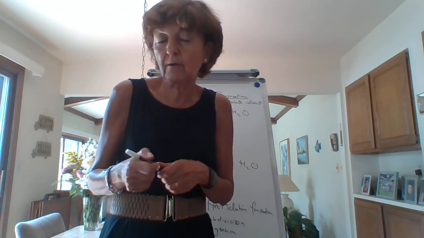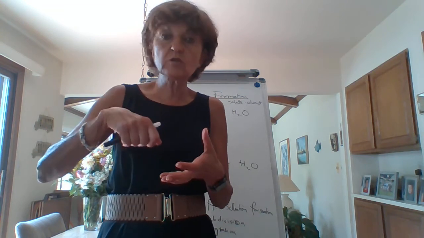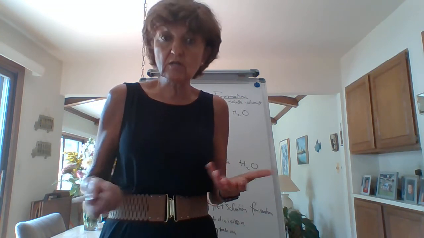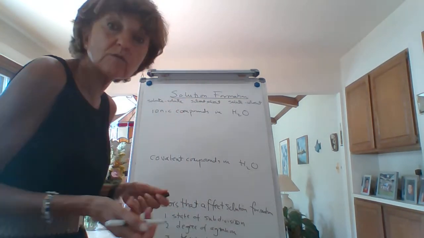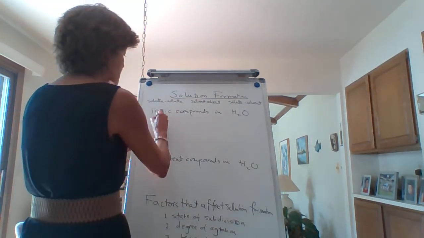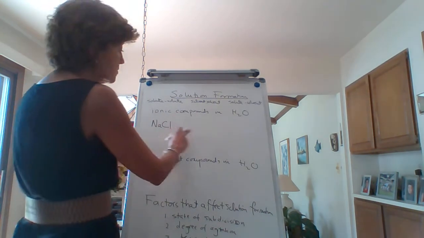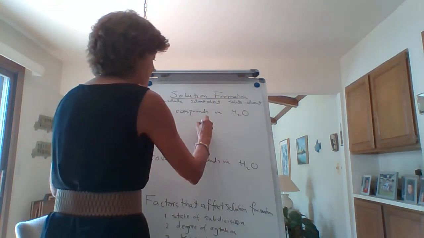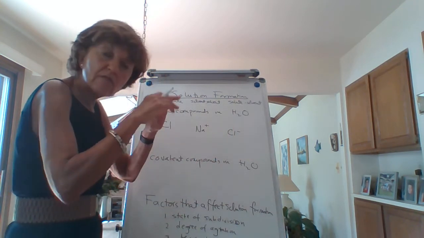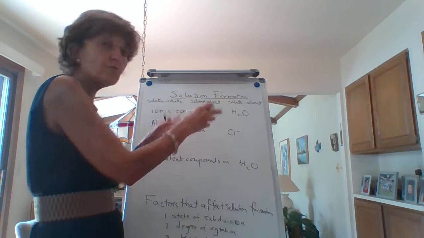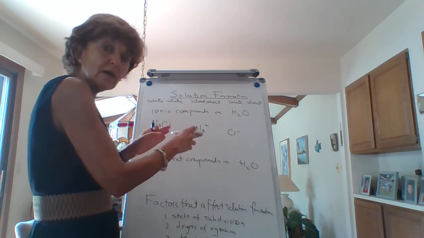So for example, if you put sodium chloride in water, if you just throw some salt in water, you know that it's going to dissolve. But why is it dissolving? How is it dissolving? This is what's going on. So we already know that sodium chloride is this. It separates out into ions, a sodium ion and a chloride ion. And then the water molecules start to surround the ions. So we call them hydrated ions.